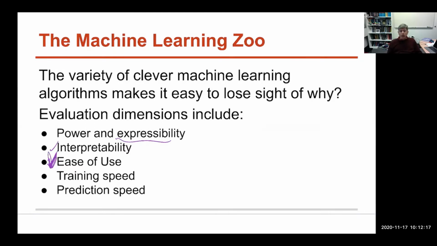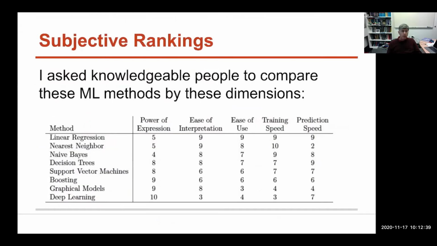Something like deep learning has a certain magic component to it: the more experience you have, the better at it you get. So that's a thing to keep in mind. Then there is a trade-off between how fast it trains and how fast it makes predictions. Different methods exhibit different performance. When I was writing the textbook, I asked a bunch of knowledgeable people to score all the following methods based on these different criteria.